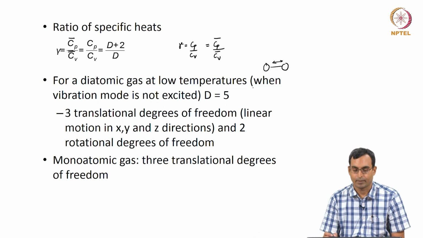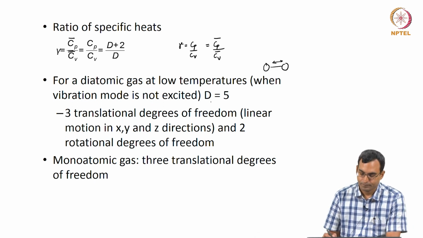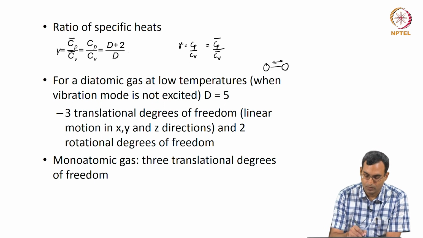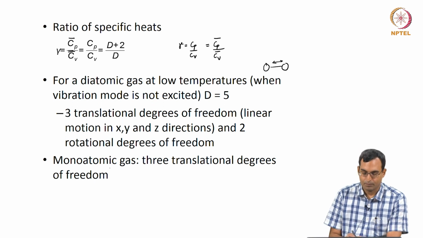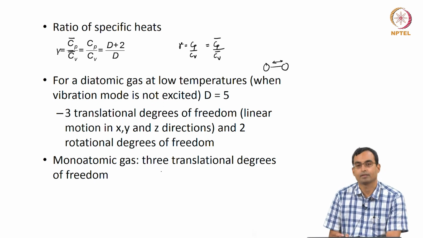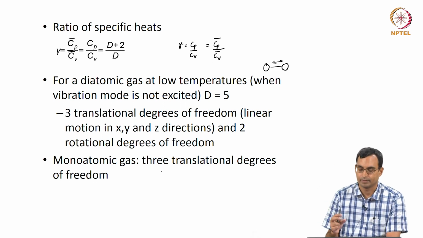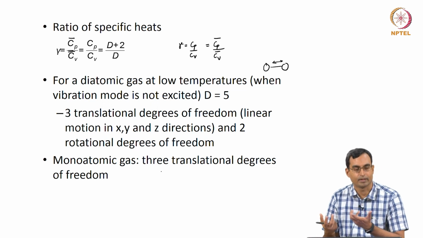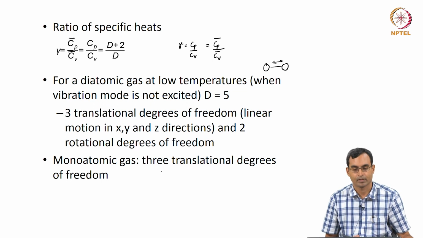Under these low temperatures, it has 5 degrees of freedom, and if we put these values over here, we get the value of gamma. Similarly, if you have a monoatomic gas, it has 3 degrees of freedom: it can move in x, in y, and in z. It does not matter if it rotates on its own, because you cannot really make out the difference. So, it can only move in these 3 directions, so it has only 3 degrees of freedom.